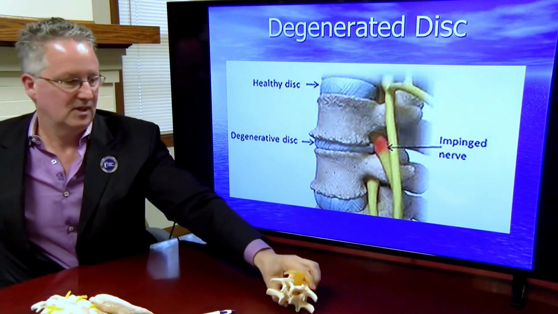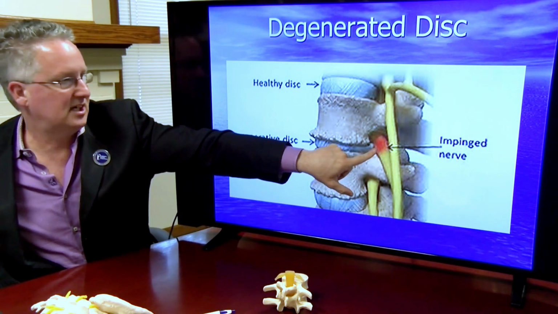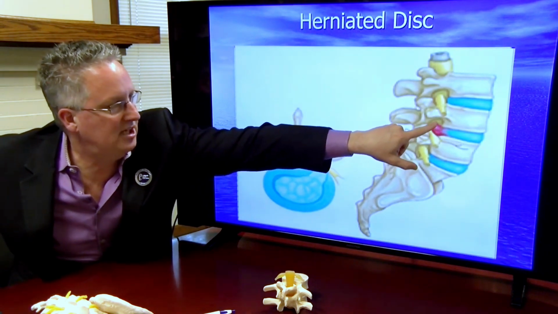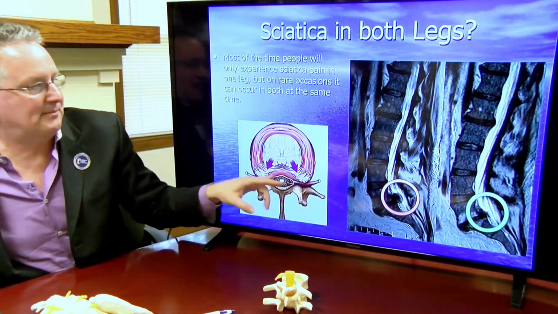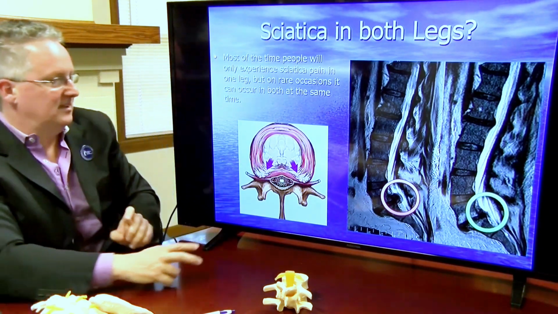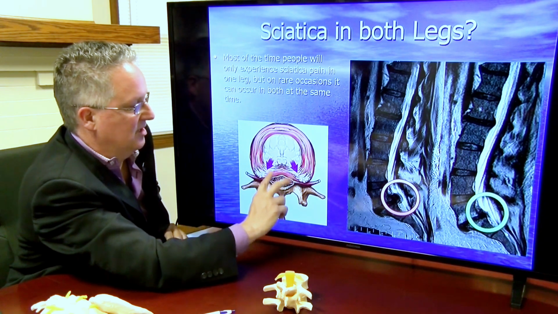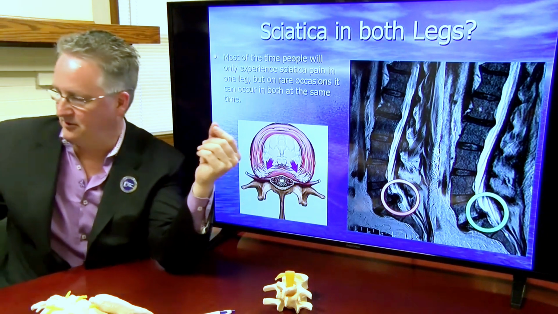So what do we know? We know that the degenerated disc, as the vertebrae get closer together, will start to compromise the nerve as they come out. The herniated disc will push into the canal, causing a pinching of the nerve. Sometimes patients get sciatica in both their legs. Very often it's the result of a herniation on both sides of the disc, where the herniation is pushed into the spinal canal, pinching the spinal nerves.